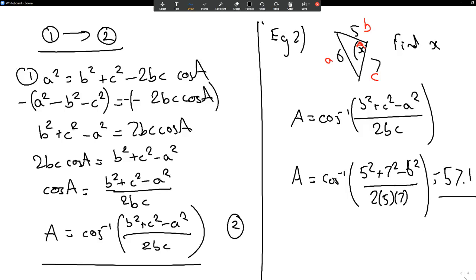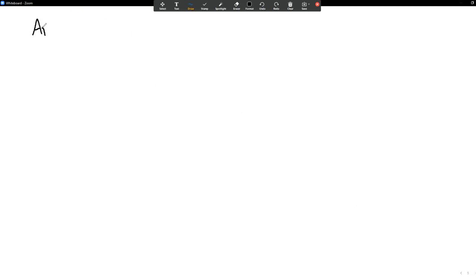Alright, finally, the last thing we're going to do is learn how to find the area of a triangle. Now when we have right angled triangles, we can just do half times the base times the height. So that times a half. But in this case, we can't do that because we don't have a right angled triangle.